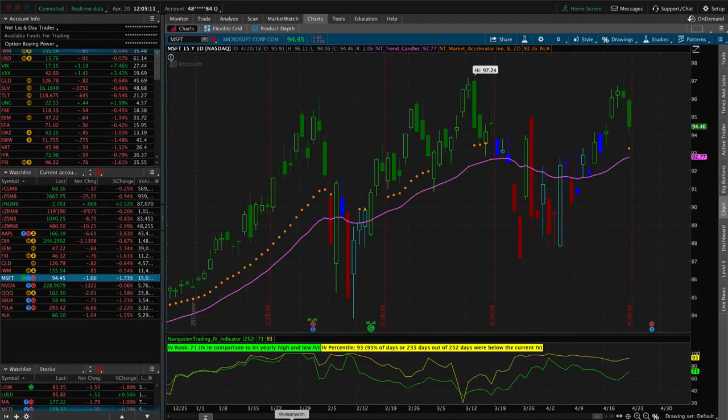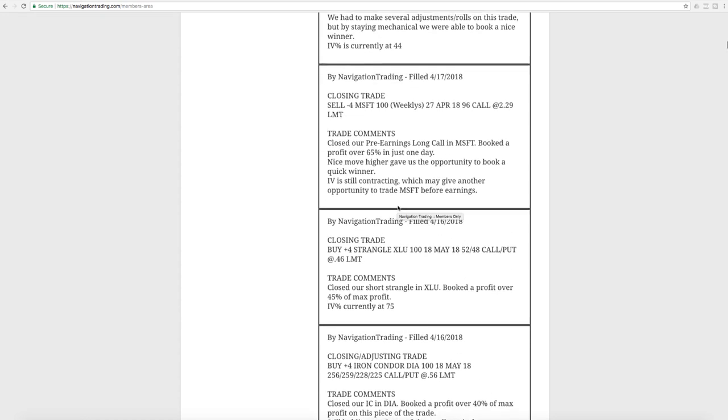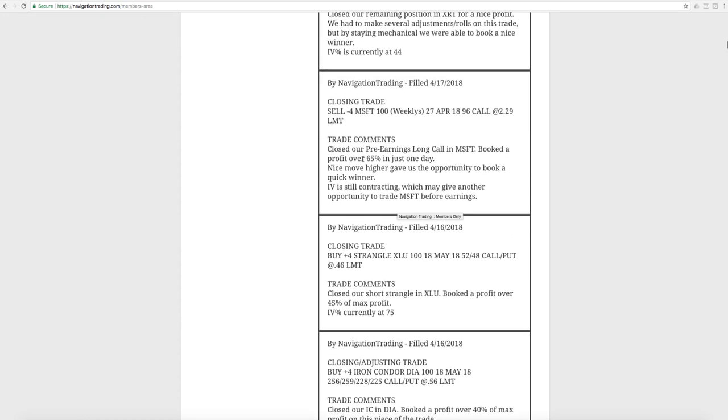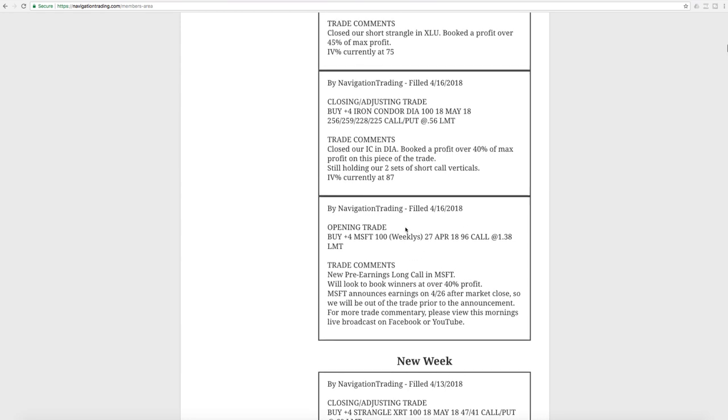If we take a look at the chart, we got in here, this is 416, and the very next day, Microsoft shot up, and we got out for a nice profit. The amount of profit we got on that, let me skip ahead here real quick, was, yeah, we booked a profit of over 65% just in that one day. So awesome trade there. And I'll get into it in a later alert, we actually jumped back into Microsoft because we still had some time before earnings. So I'll go over that in a minute.